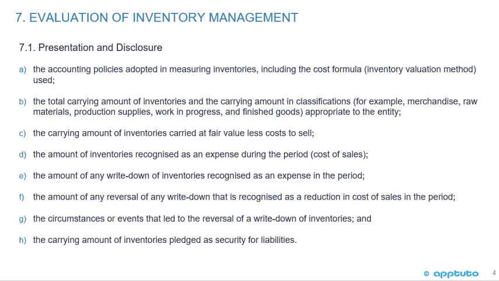The carrying amount of inventories carried at fair value less cost to sell. The amount of inventories recognized as an expense during the period, the cost of goods sold. The amount of any write-down of inventories recognized as an expense in the period. The amount of any reversal of any write-down that is recognized as a reduction in cost of sales in the period. The circumstances or events that led to the reversal of write-down of inventories, and finally, the carrying amount of inventories pledged as security for liabilities.